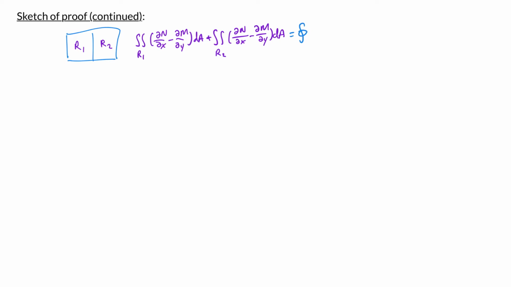sum of line integrals over c1 of f dot dr plus line integral of c2 of f dot dr, where c1 is the boundary of region R1, so it's this curve right here, oriented positively, and c2 is the boundary of the second region, so it's the curve that looks like this. Again, if I orient this positively, I would get something like this.